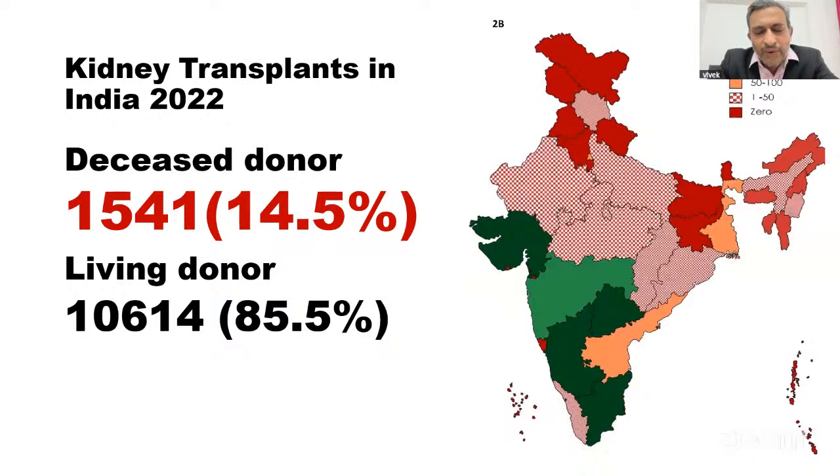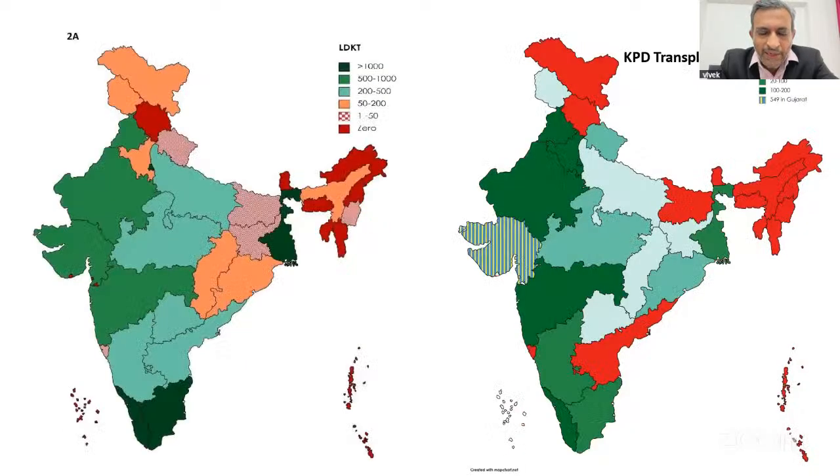So why is swap transplant more useful for the Indian scenario? 85% of transplants in India are from living donation and around 15% are from deceased donation, which is active mainly in South and West India. So we need a solution to increase access to transplant with living donation.